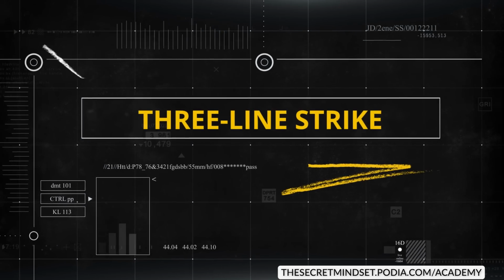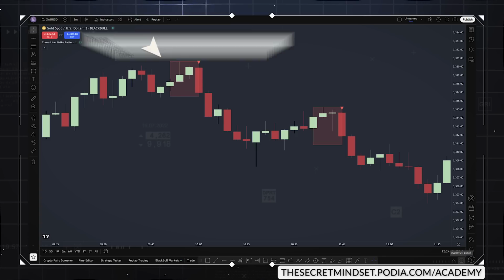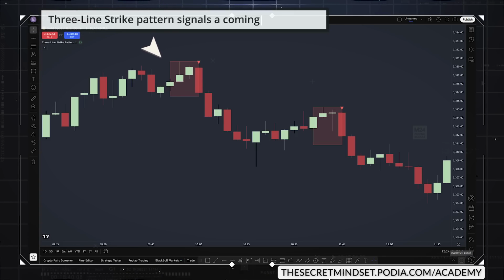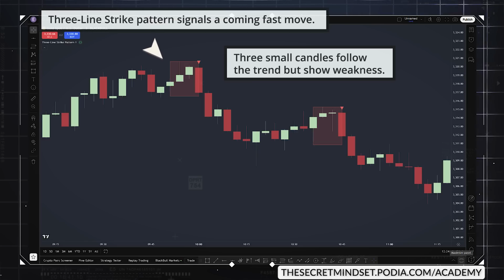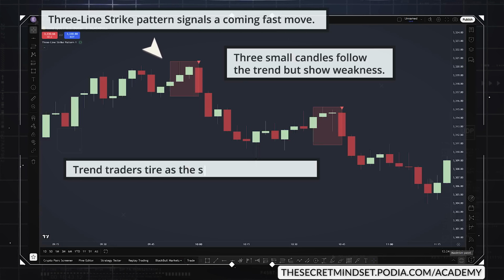The three-line strike pattern makes it easy to spot when the market is about to move fast. First, you see price moving in a clear trend, but it's slow. Each candle is small, and they line up in the direction of the trend. Maybe 3 tiny green bars in a slow uptrend, or 3 red ones in a slow downtrend. These candles show the move is still going, but it's not strong.